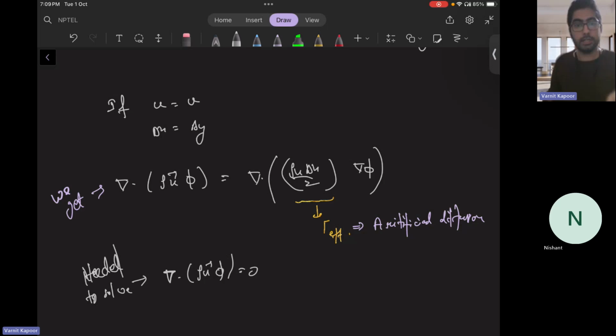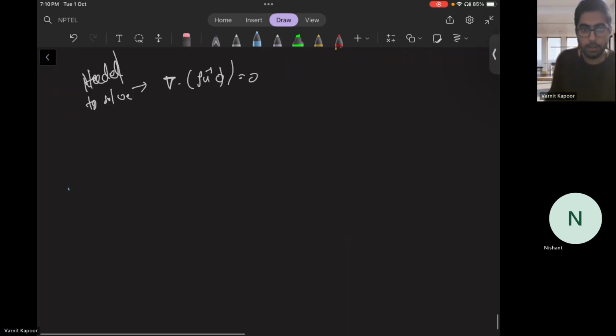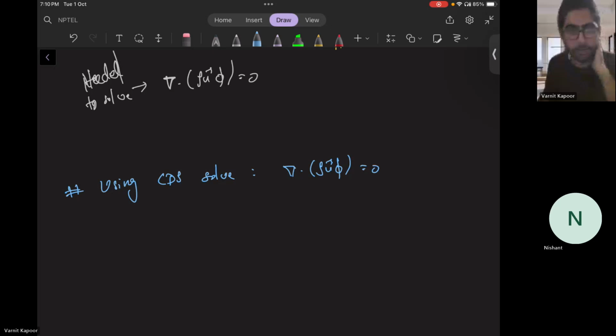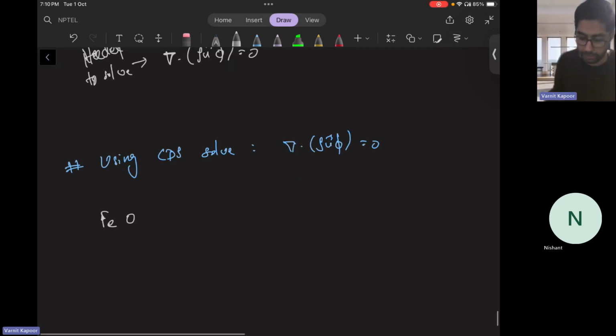Now, if you solve this using the pure convection equation using CDS, solving del dot rho u phi equal to 0, again with rho constant, u and v greater than 0 and constant values, that condition we will take. So you will again get an equation like this: Fe phi e minus Fw phi w plus Fn phi n minus Fs phi s. This was your equation.